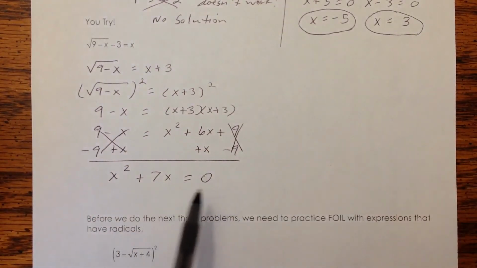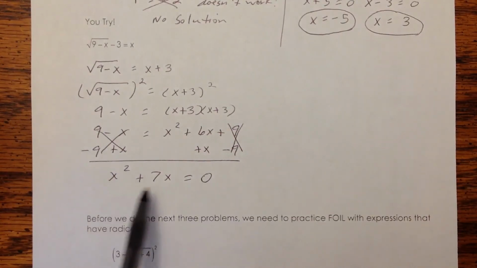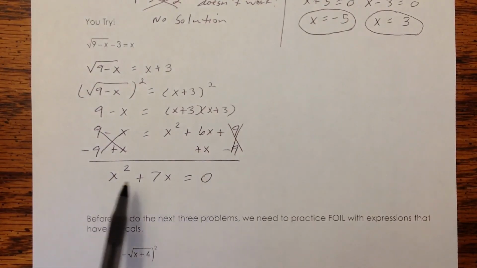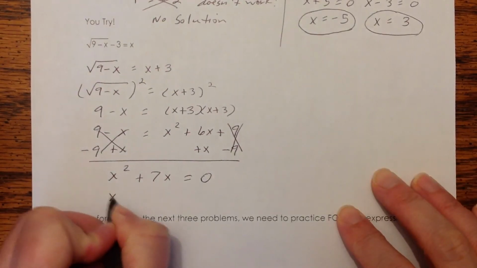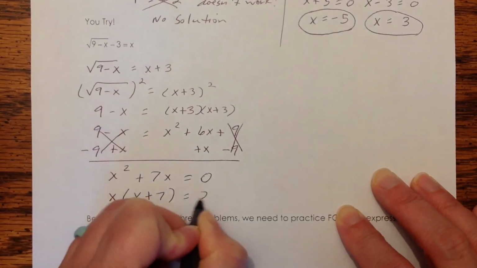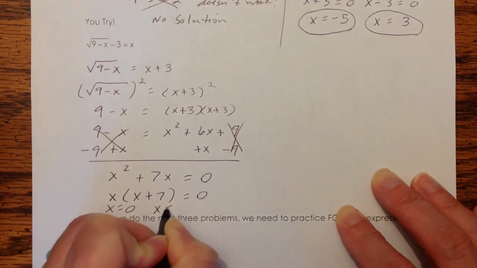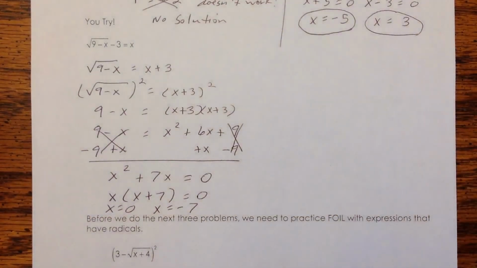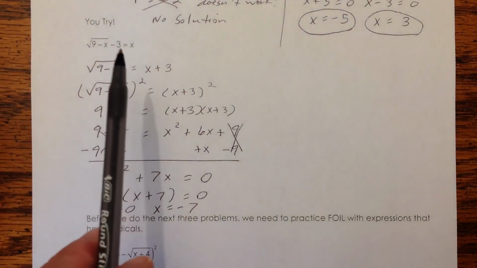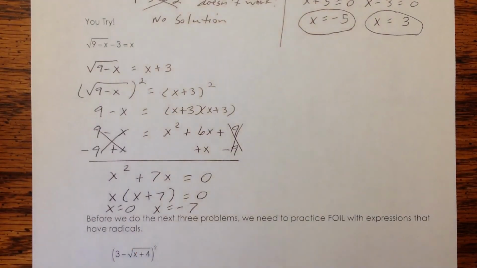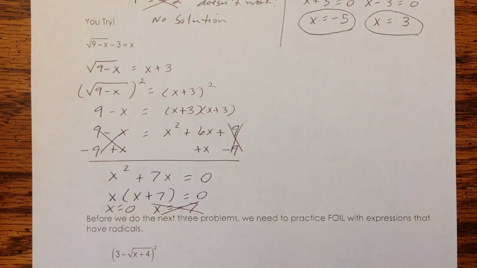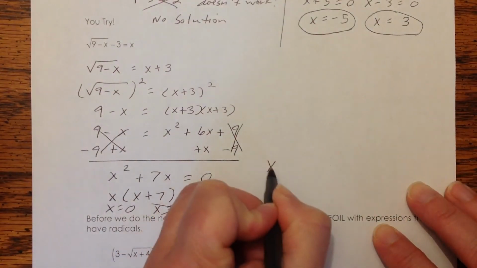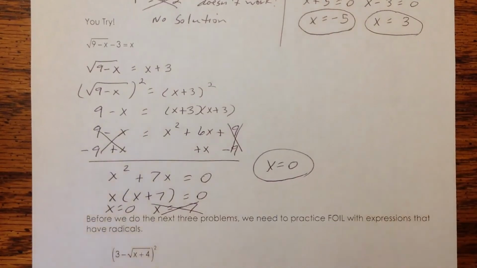Now this might be a little tricky to factor if you have forgotten what to look for first. When factoring, you look for greatest common factor first, which these two terms share x. So I'm going to factor out an x, and I get x is 0 or I get x is negative 7 when I solve each of those. If I check these answers back in this equation, I will find that this value of negative 7 does not work. So the only answer I can keep is x equals 0.